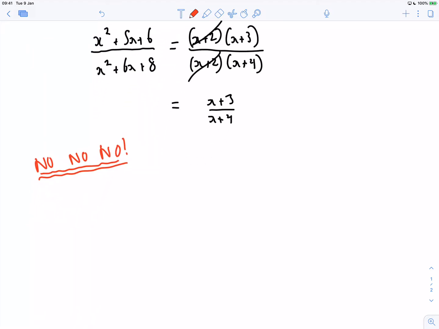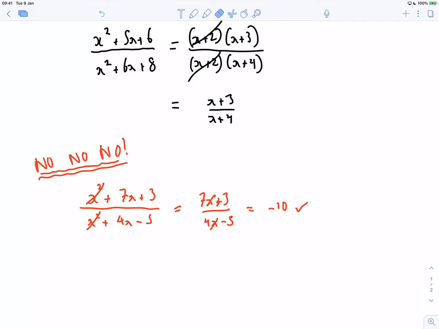I really dislike putting down common misconceptions because I like to think you've never learnt that from me, you've done it yourself. When I start seeing things like x squared plus 7x plus 3 all over x squared plus 4x minus 5, I don't want to see the x squareds cancelling so you're left with 7x plus 3 over 4x minus 5, and then the x's cancelling here. So you've got 7 plus 3, which is 10, over 4, so it becomes minus 10. Yeah, I really don't want to see this.